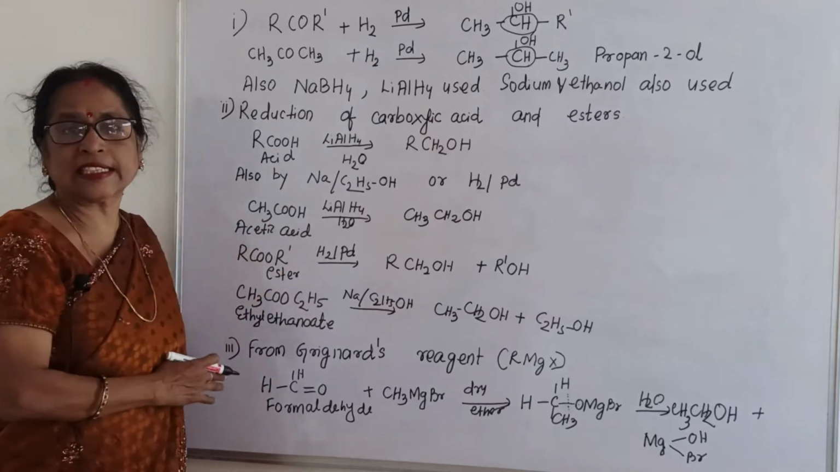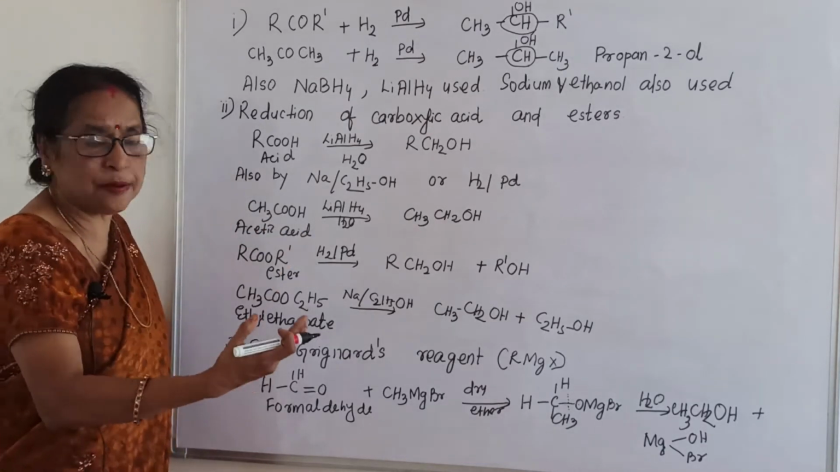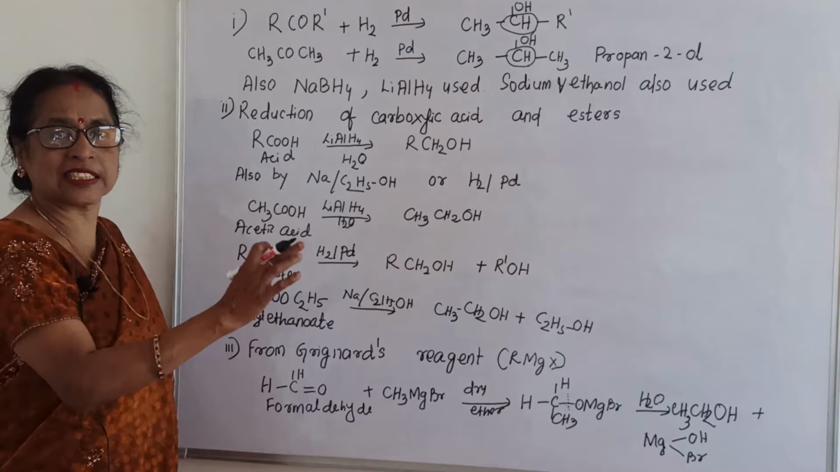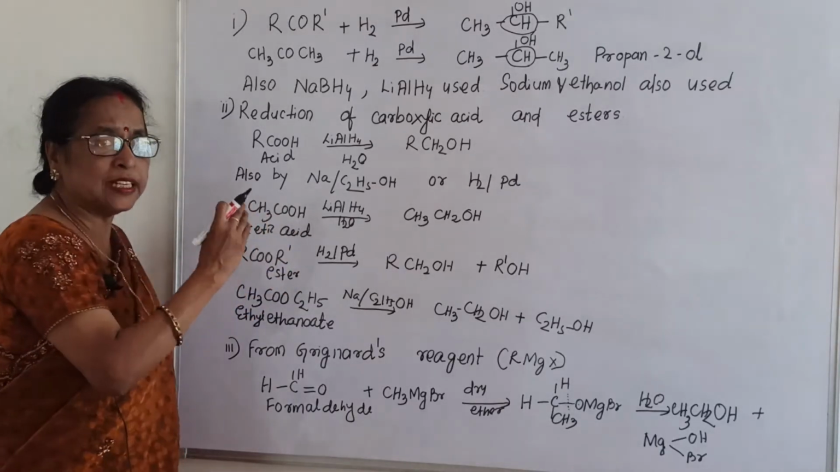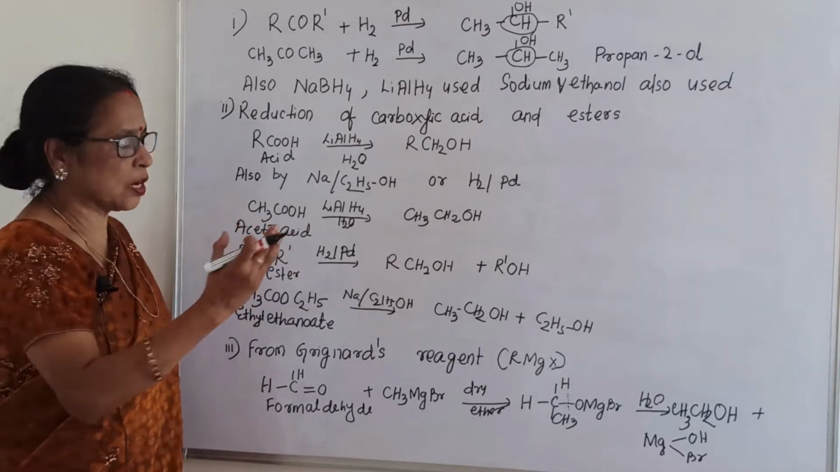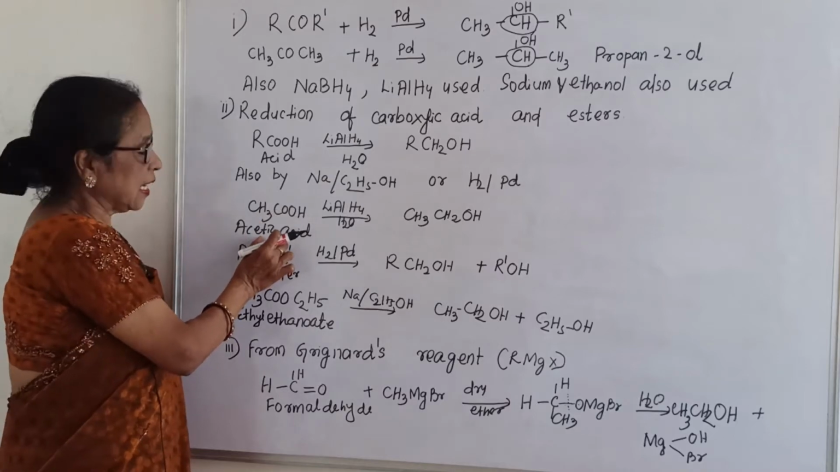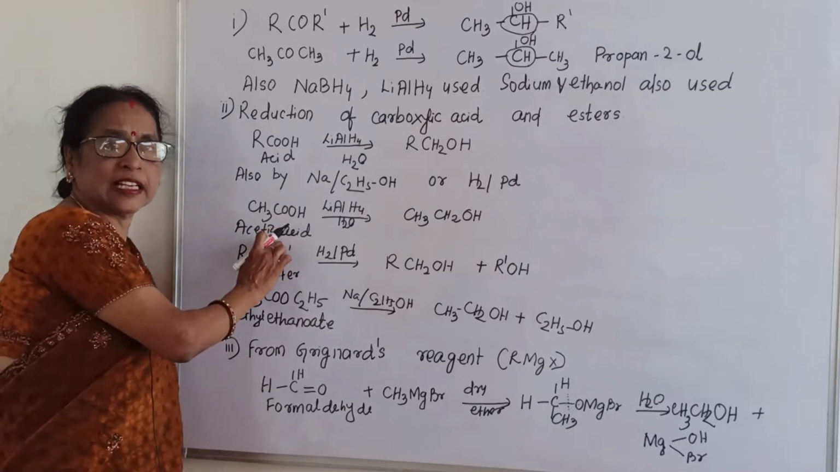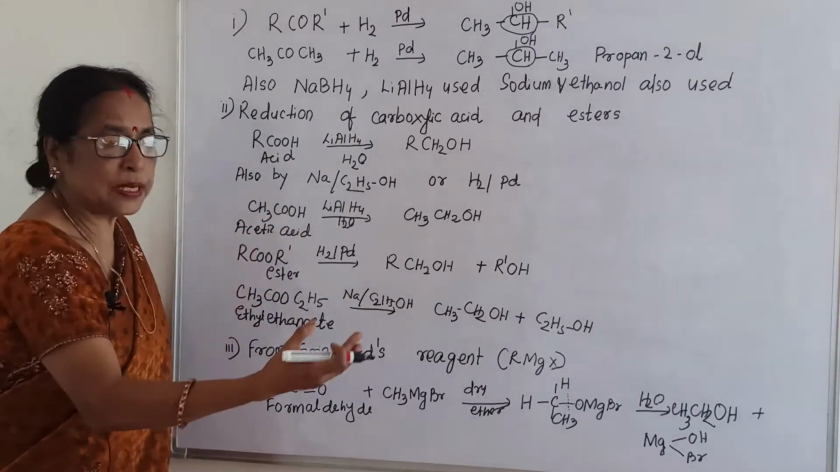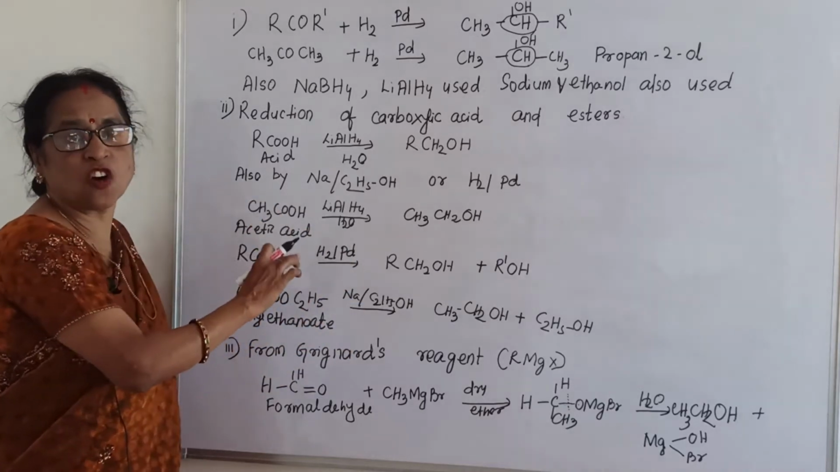CH3COOH, that is acetic acid. What is the IUPAC name? Ethanoic acid. Why? Because "eth" means 2 carbon. Now a 2 carbon acid, that is why by common name it is acetic acid, and by IUPAC name this is ethanoic acid.